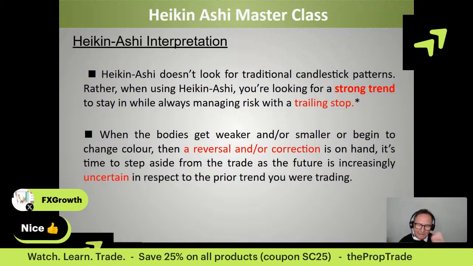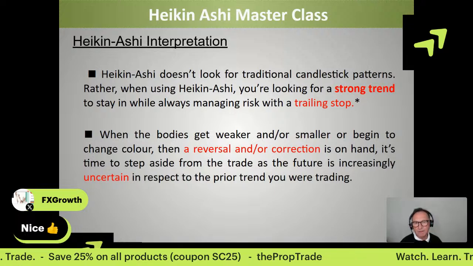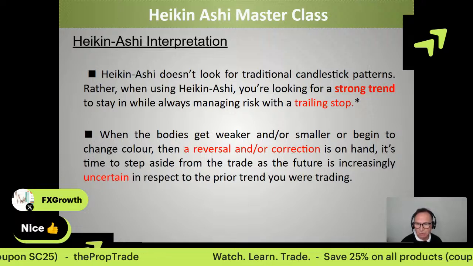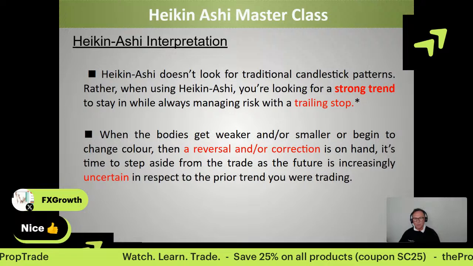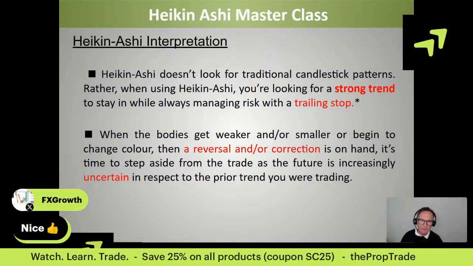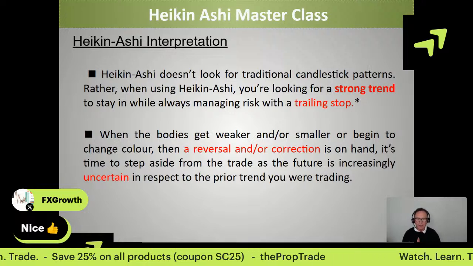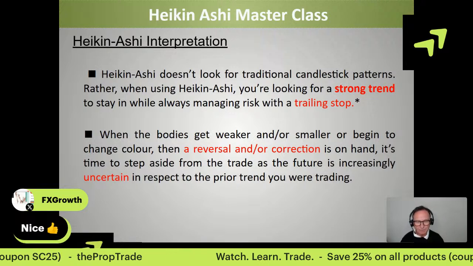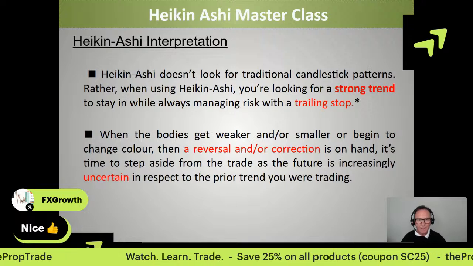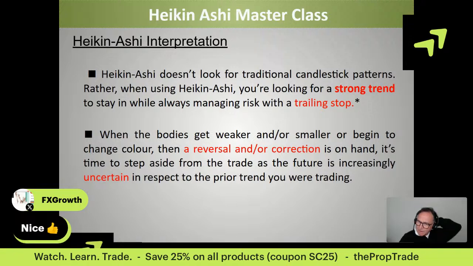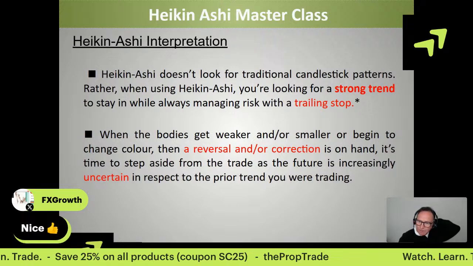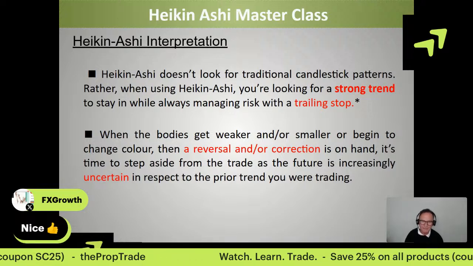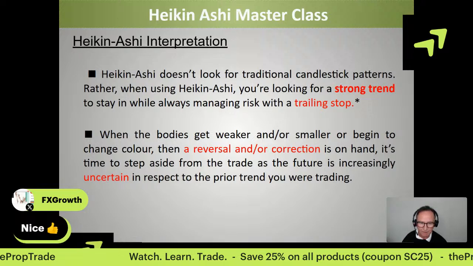what the key thing with Heikin Ashi is, its strength is in the trending market. So we're looking for a strong trend to stay in when we get a move, and then trail our stop loss, our money management technique, which is all about the tricks of making money as the trend unwinds. When the bodies get weaker or smaller, or begin to change color, you can suggest it might sense that there's a change in direction happening.